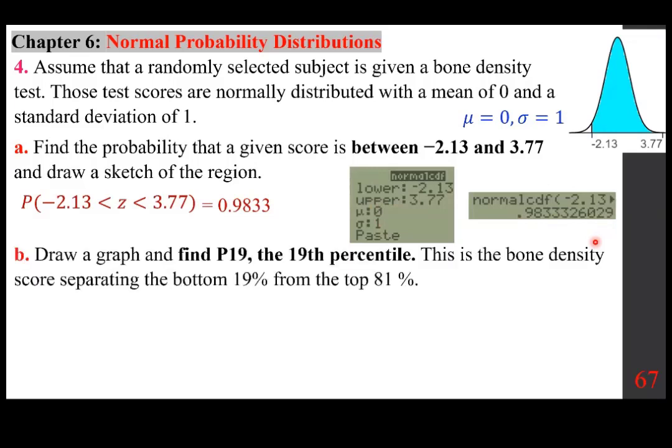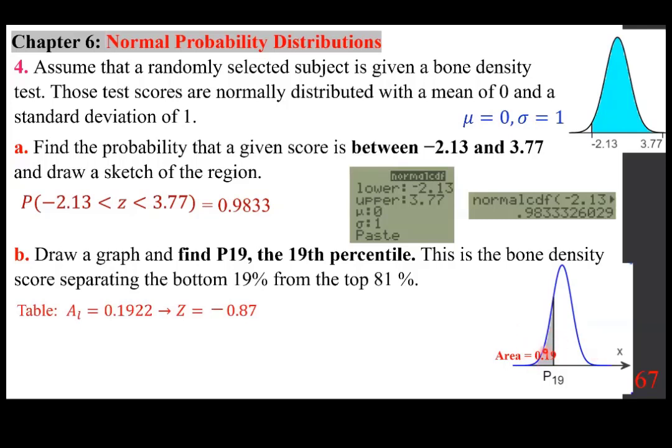Now, in this case, we want to draw a graph to find P19, the 19th percentile. So the very first thing is to do the drawing, such that the area to the left is 0.19. It doesn't have to be to scale, it doesn't have to be perfect. The idea is that we are separating the bottom 19% from the top 81%. With that being the case, we need the area to be 0.19.